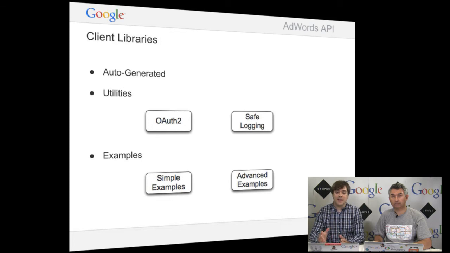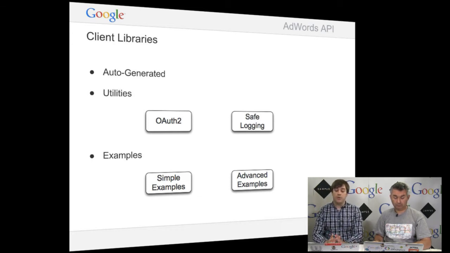So for instance, we take care of things like OAuth 2 for you. We try and make just the code you have to write just the logic you need to interact with our services. They also come with utilities such as safe logging, which means that when you do want to log a request, if you're trying to understand what's going on, or if you just happen to want to log every request, then we try and smudge out the sensitive parts so that there's no worry about anything that's being logged.